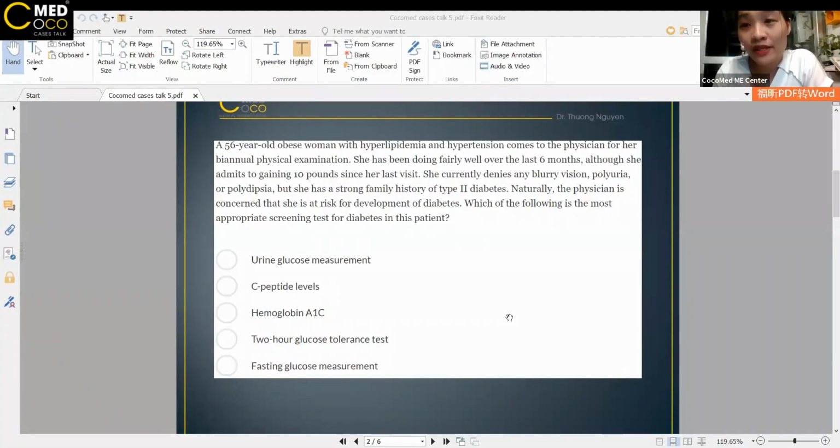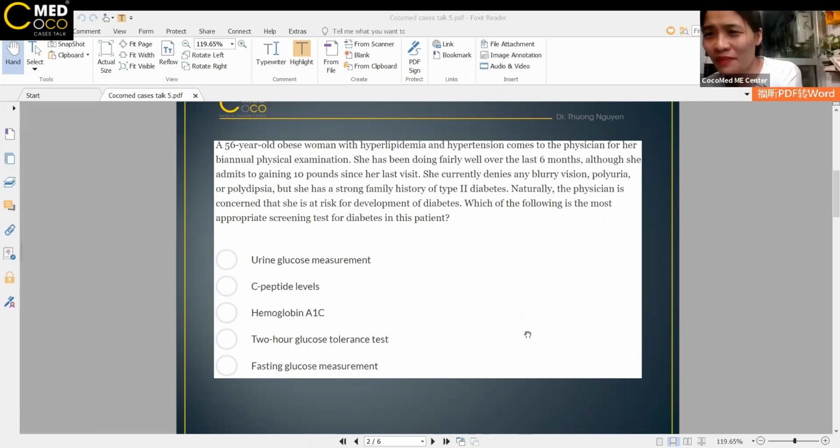I mean hemoglobin A1C. Okay, got that. So how about the others? How about Jane? So what do you choose? You choose fasting, right? Yes, I choose fasting glucose measurement.